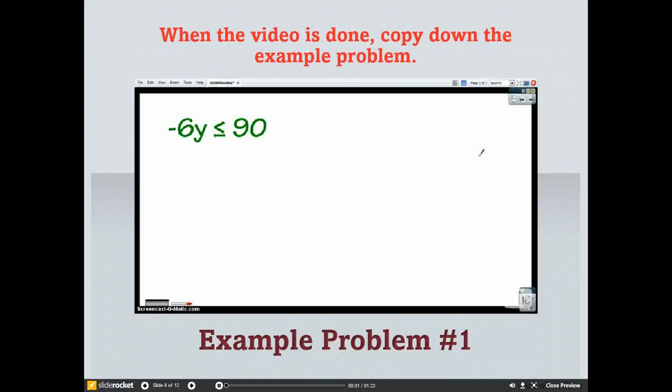Alright, so let's take a look at this problem. -6y is less than or equal to 90. And in this case, we're trying to solve for y and then graph the answer. Now in this case, -6 times y means we need to just undo it, so the opposite of timesing by -6 would be to divide by -6. What I do to one side, I do to the other.